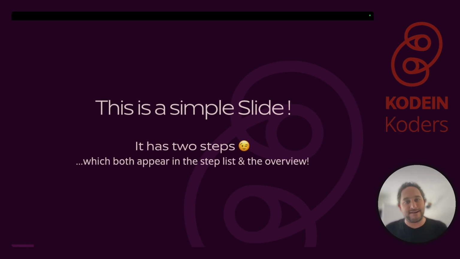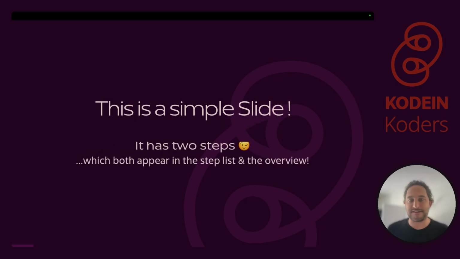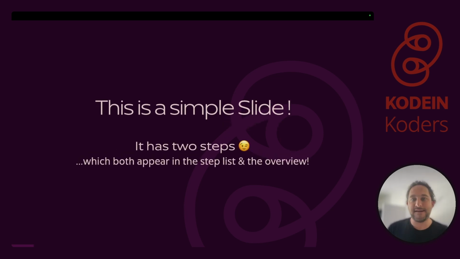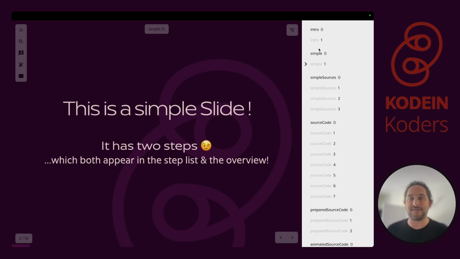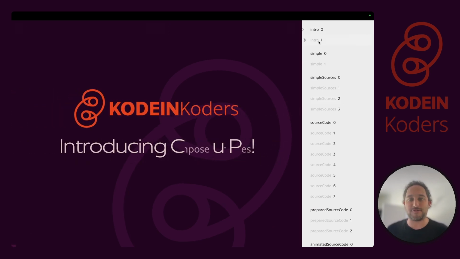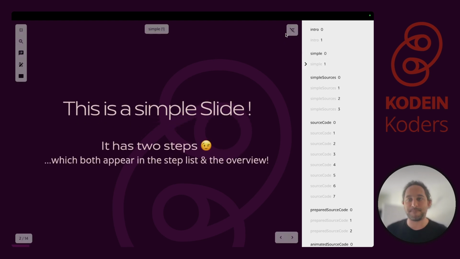So what is a slide? A slide is a composable function that declares the number of steps it will render and takes an integer as parameter. So this is step 0, this is step 1, because this slide declares that it has 2 steps. Because each slide declares the number of steps, we can provide a list of slides. So you can see, for example, the intro had 2 slides, and this simple slide, 2 steps, sorry, and this simple slide has also 2 steps.